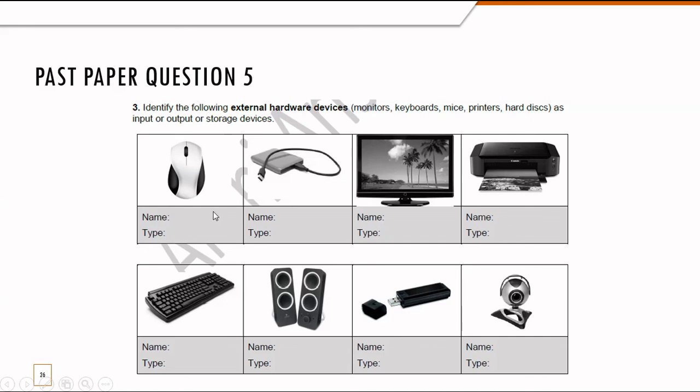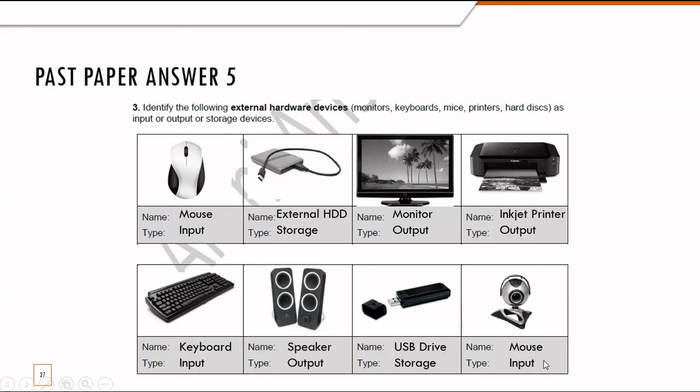Very simple. Mouse is an input device. This is your external hard drive. It is a storage device. A monitor is an output device. An inkjet printer is an output device. Keyboard is used for input. Speaker is used for output. USB drive is used for storage. Webcam is used for input.